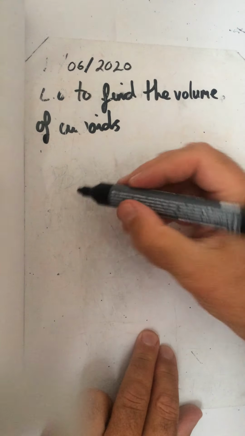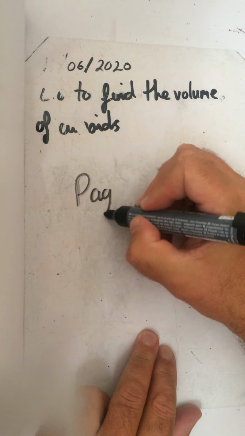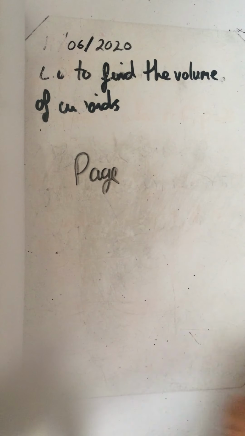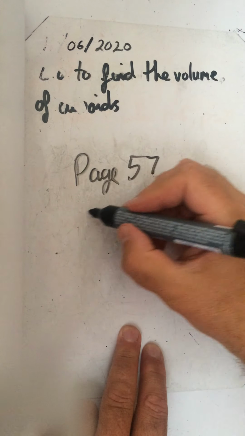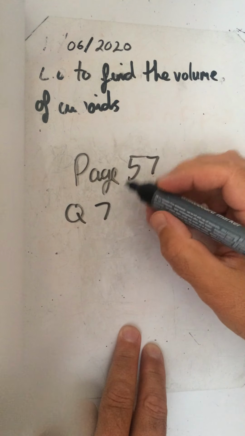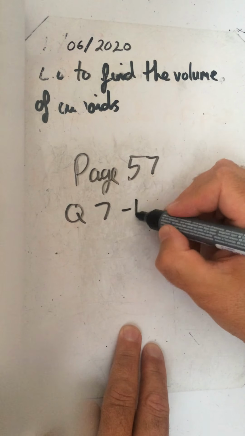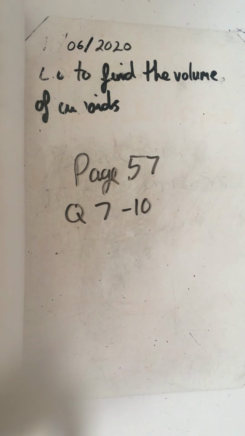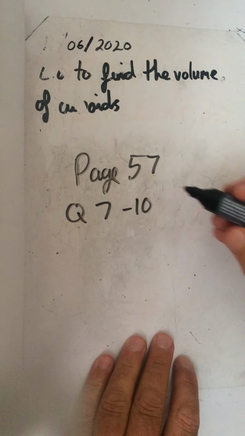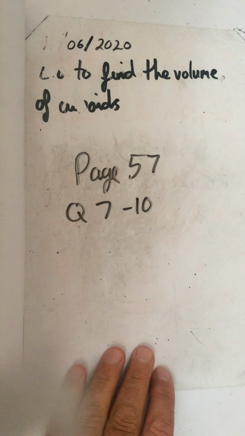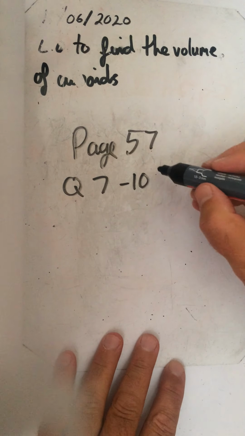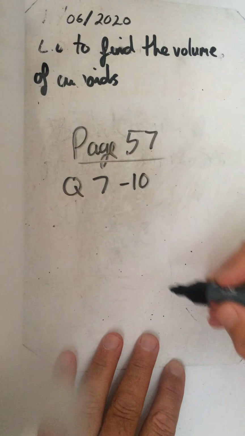So, can we have a go at page 57 in our book, questions 7 to 10? Now, these actually are really quite easy. Some of the numbers are biggish, but compared to the work we have been doing today, this is quite straightforward.